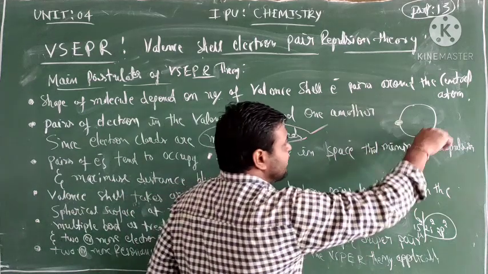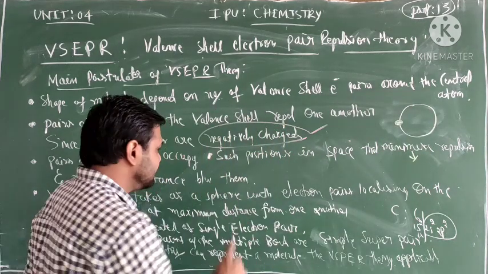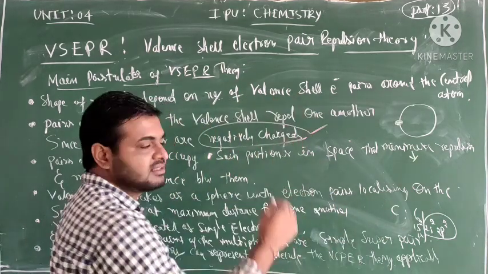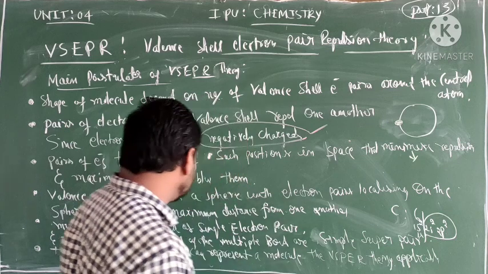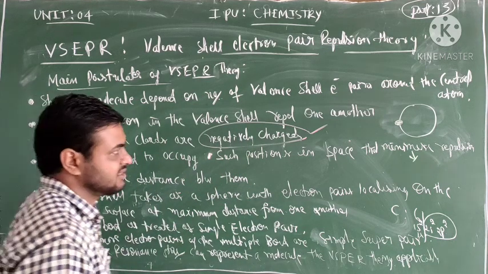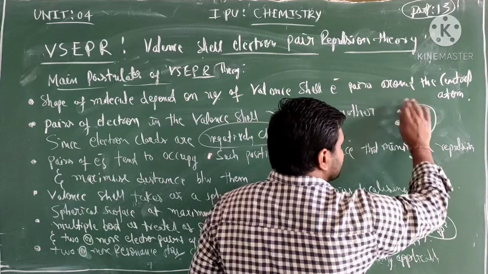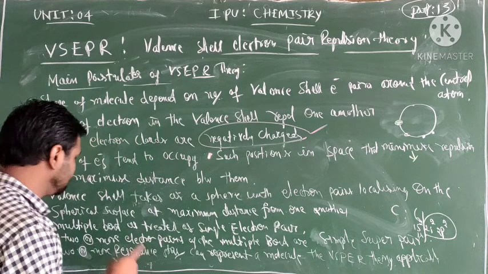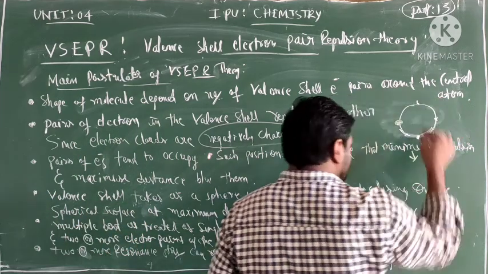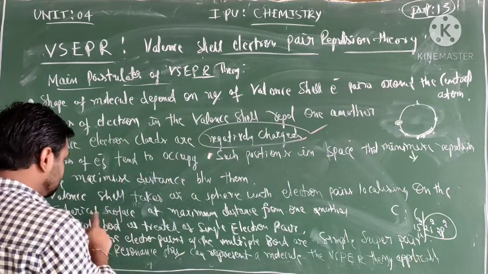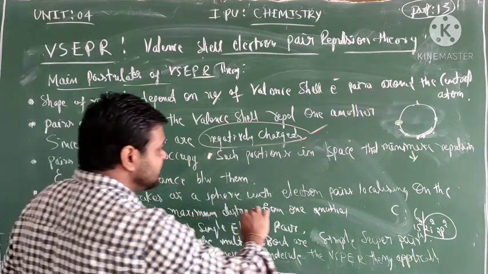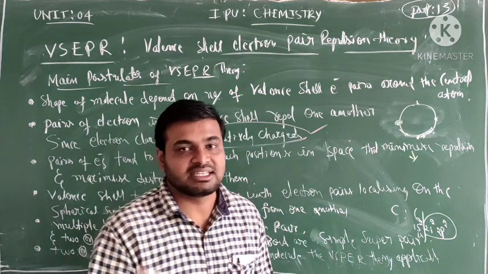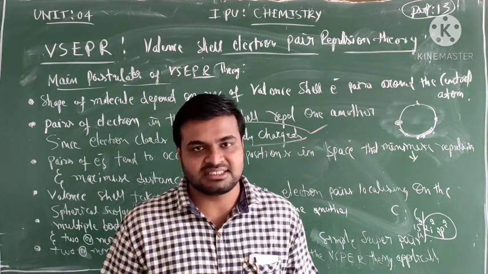Let us assume it to be a sphere. Okay, so a sphere with electron pairs localized. The electron pair is located on the spherical surface. On the spherical surface only they get localized. Okay, so the type of the 4 atoms. So at maximum distance from one another, I already told you, they have repulsive nature. The repulsive nature means the distance is more.